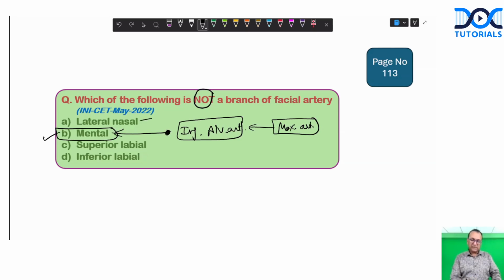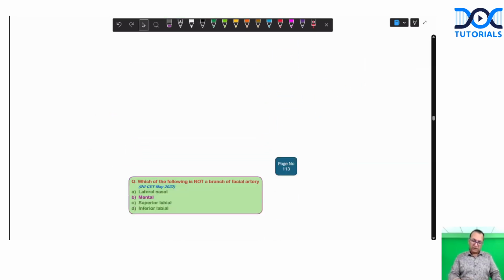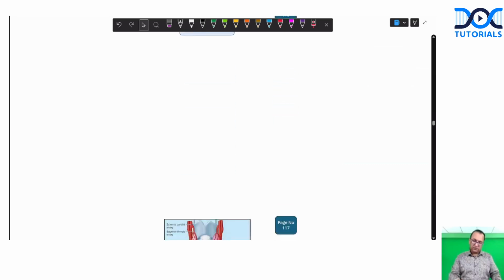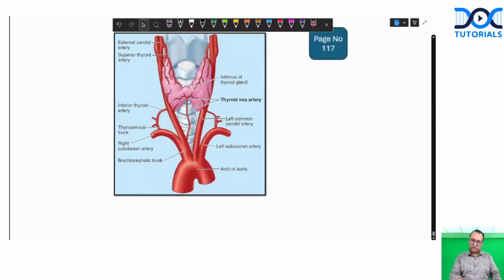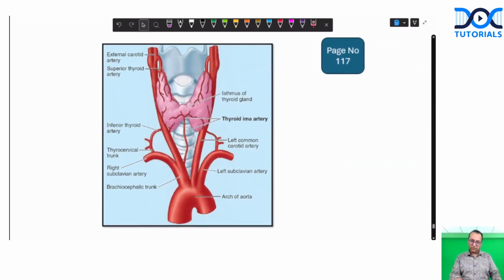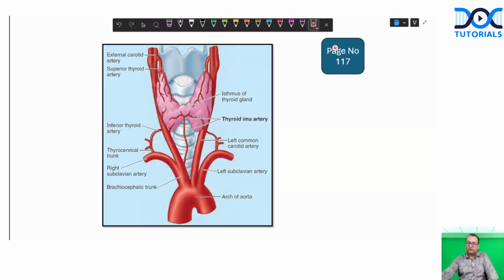Lateral nasal is, of course, facial artery. Superior labial, inferior labial, facial artery. No problem. So number B. And yes, mental is maxillary. And then you will see this diagram, which we have drawn already, but it is kind of a repeat information, page number 117. So as you come to page number 117, you'll find this diagram.